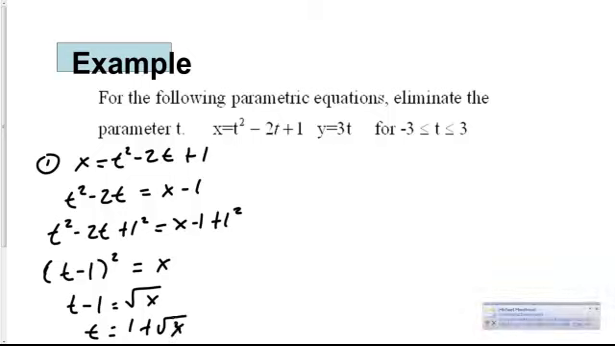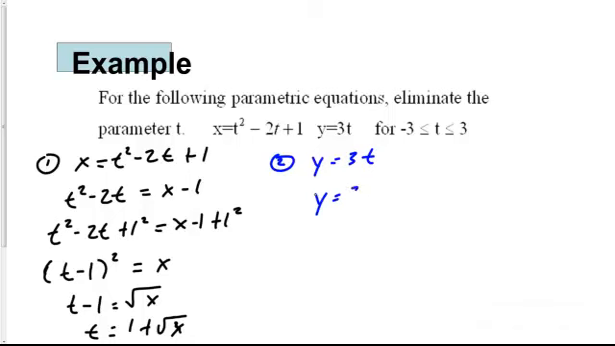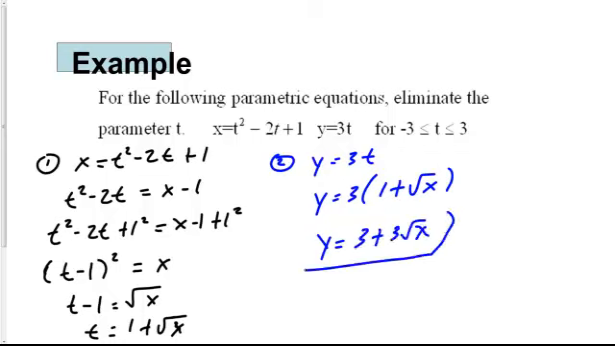And then I take that particular equation and I substitute it in place of t in the y equals equation. So y is equal to 3 times 1 plus the square root of x. So I get y is equal to 3 plus 3 square roots of x. I can use this equation now because it's a function in terms of x and y, and I can use this equation to graph the function without the parameter.